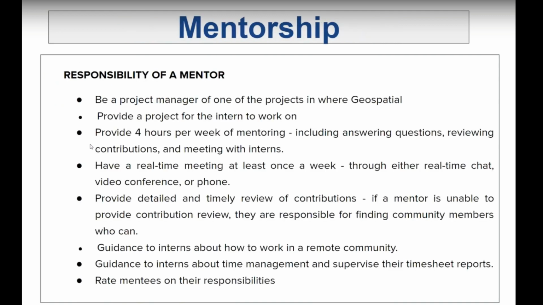Now, like I said, the one who manages the project becomes the mentor. With a mentor, what we look at is that you are going to be a project manager to be a mentor in Where Geospatial Media. Now, you have to pick a project and manage a project within Where Geospatial Media. Number two, you have to provide a project for the interns to work on.